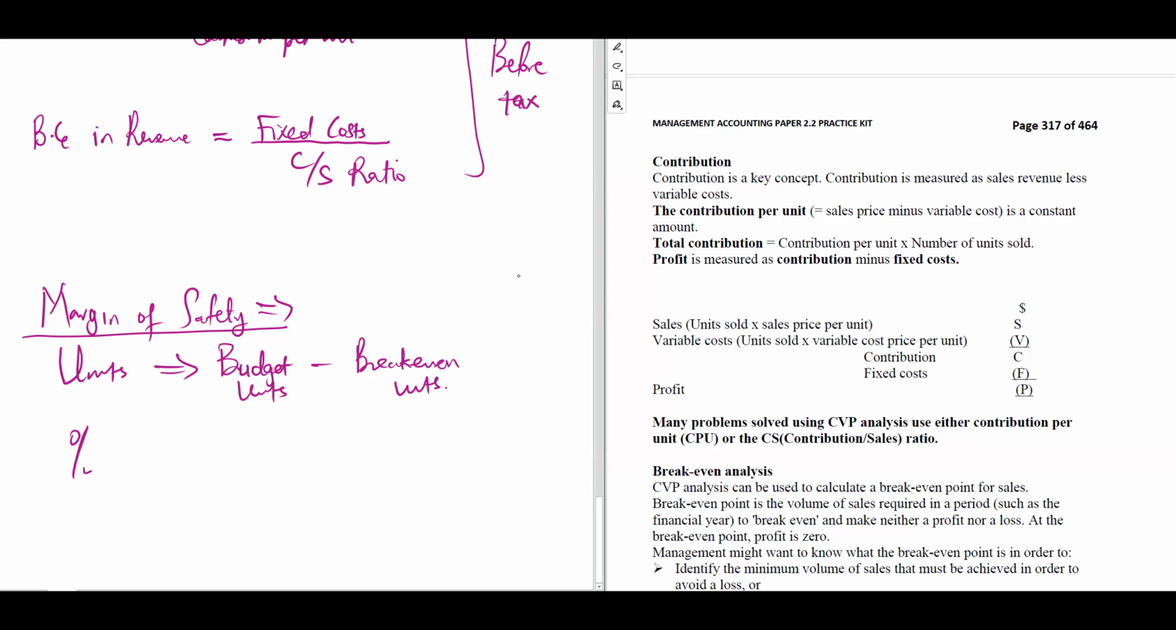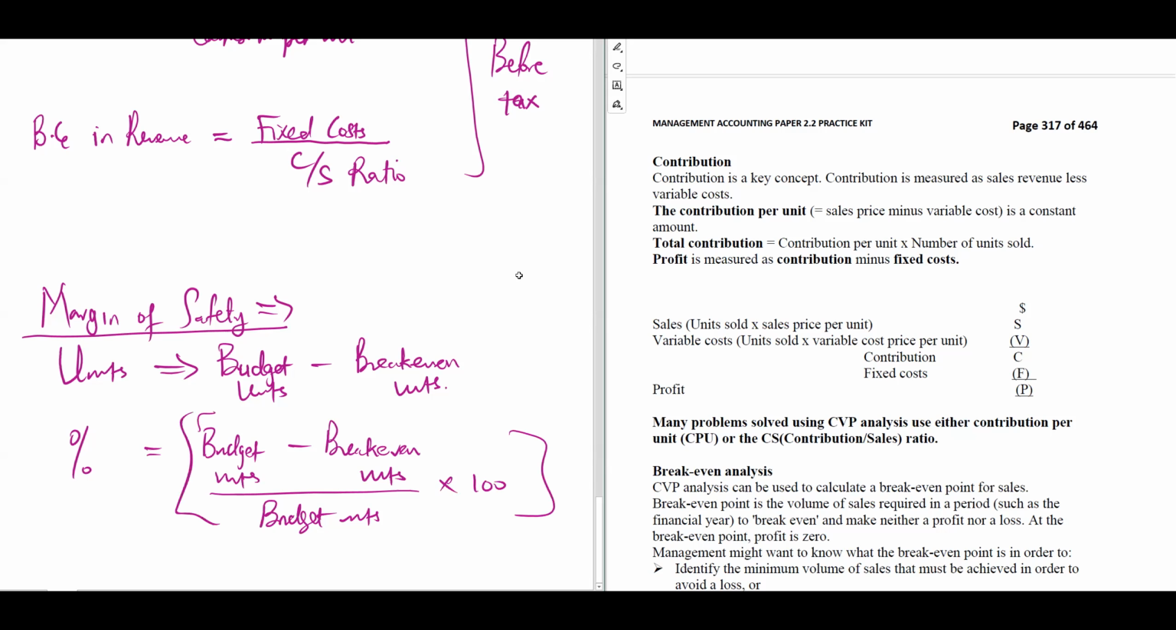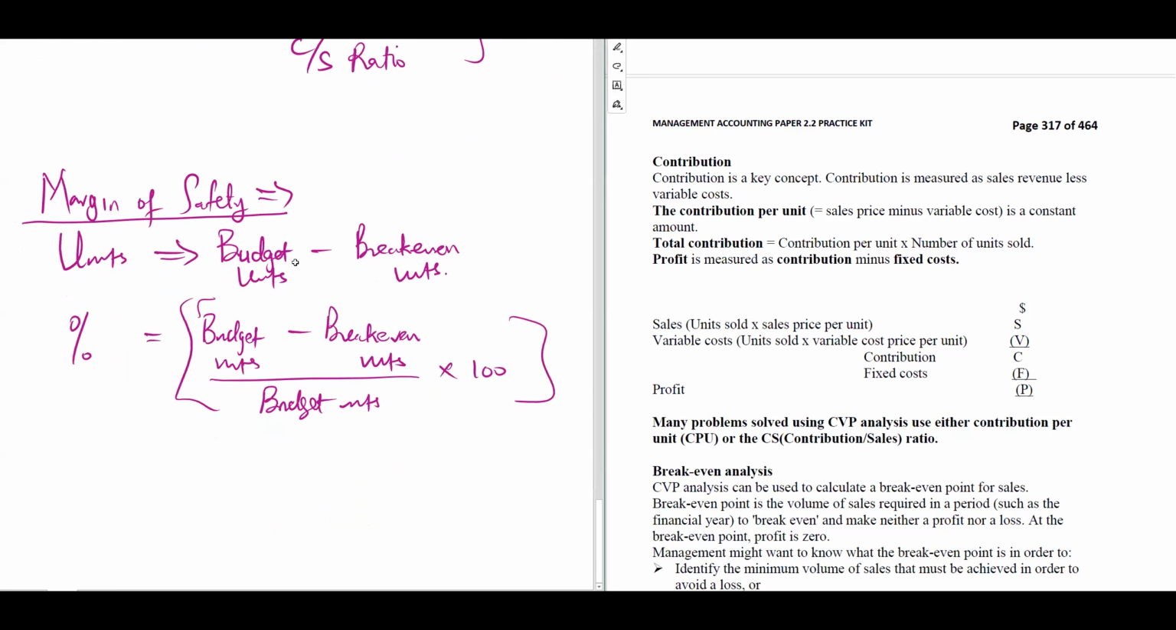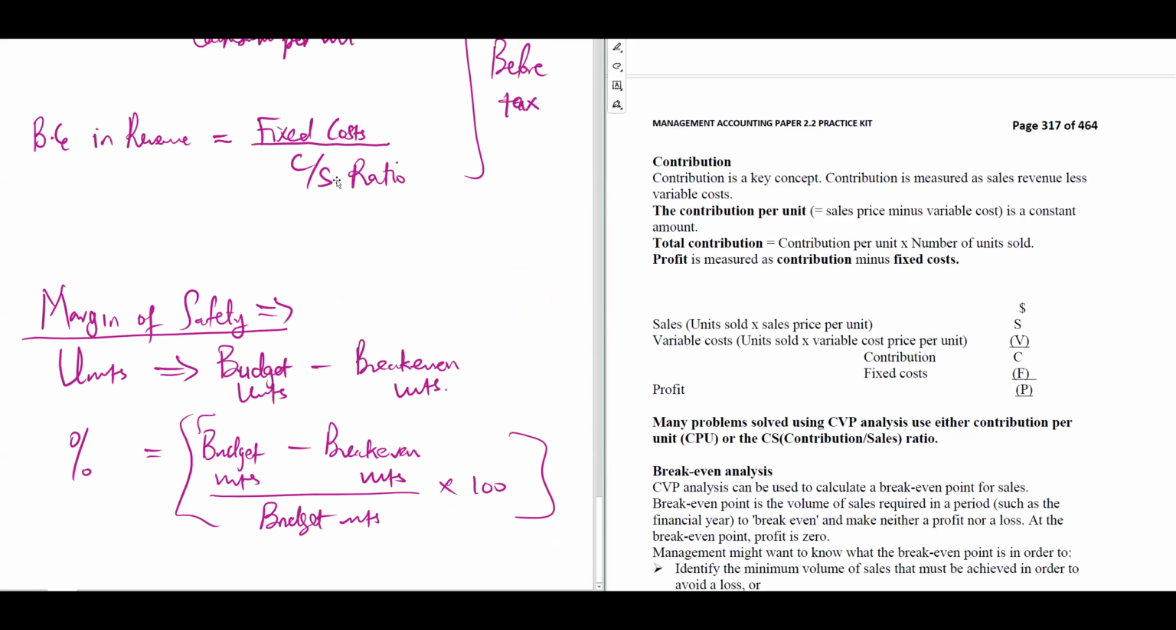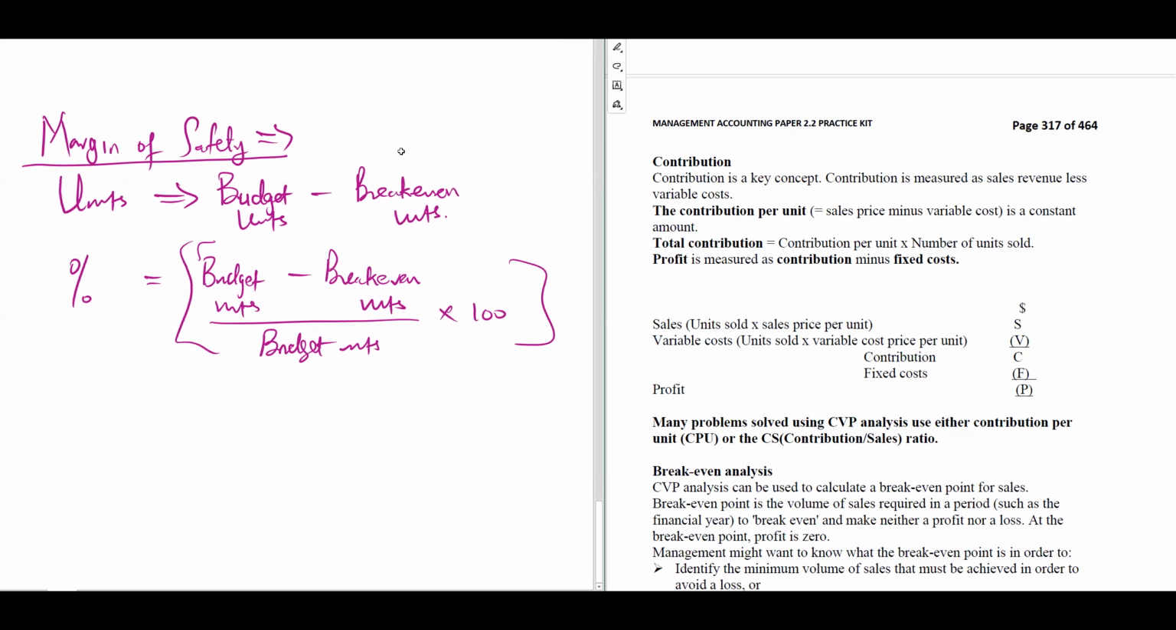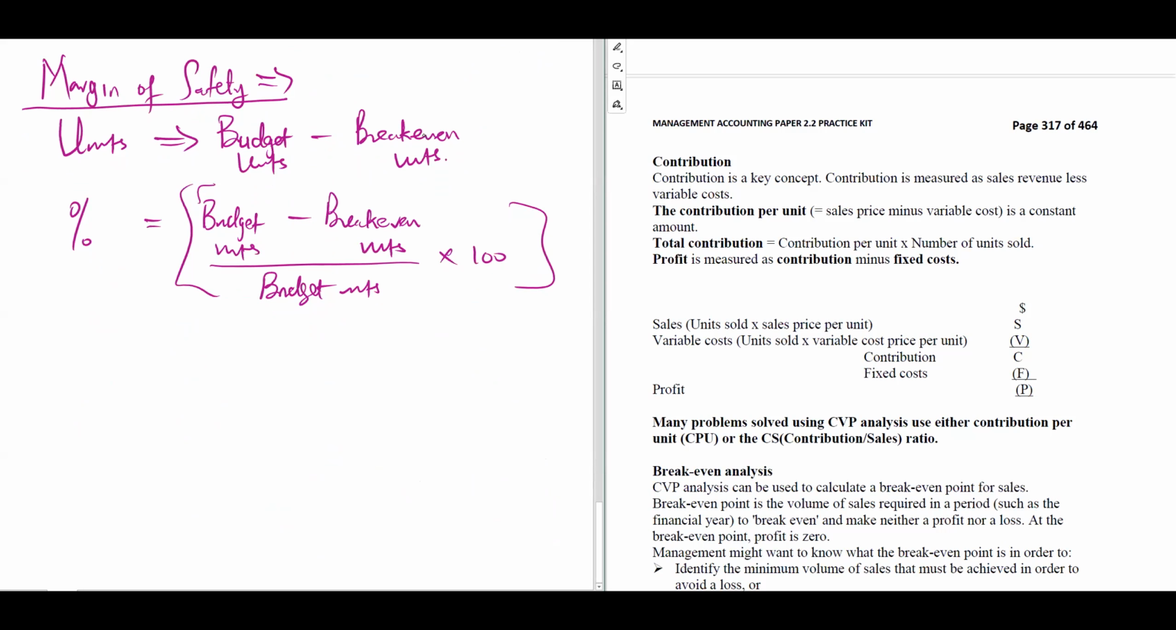If you want margin of safety as a percentage, just take your budgeted units minus your break-even units, all over your budgeted units, times 100. This one will give it to you as a percentage. If you do not have it in units, you can use the sales. You can replace the unit with sales if sales was given. You still end up with the same thing. And it tells you within what range the company can make profits.